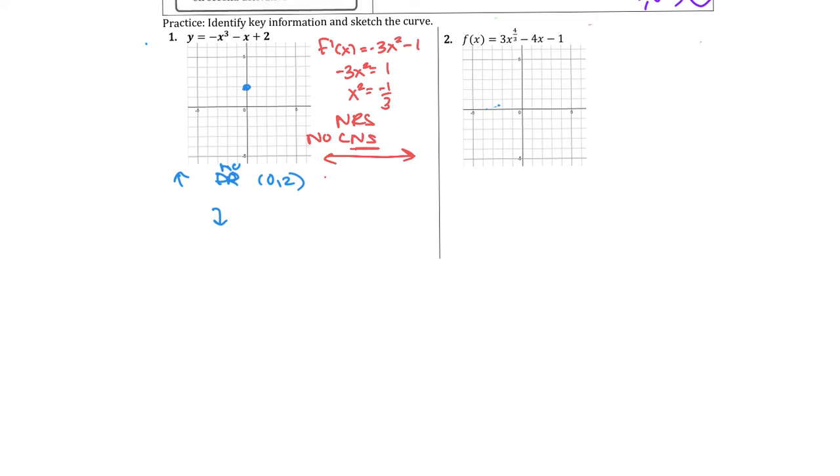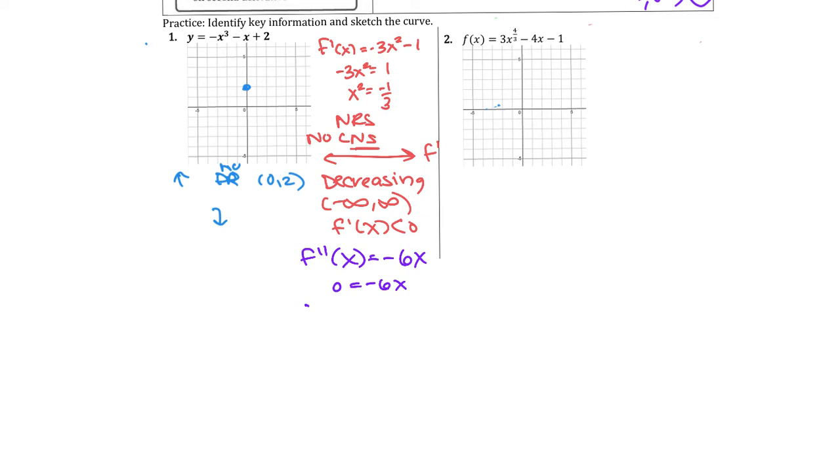So everything in this entire function is negative. And what that means for our graph is the graph is always decreasing. So it's decreasing from negative infinity to infinity since our first derivative is negative everywhere. Now we need to look at our second derivative. Our second derivative is going to be negative 6x. That's going to be 0 when x is 0. So our possible inflection points are x equals 0.